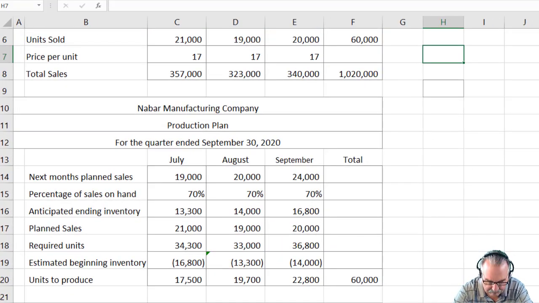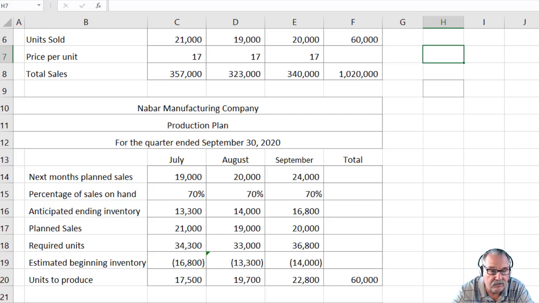So second step is to do a production plan. They've told us that they want to be able to have some inventory available at the end of the month. 70% of their sales for the following month needs to be on hand so that they can ship it automatically to the customer. So for July production, we're going to use the August sales. And August sales is 19,000 units. We multiply that times 70%. That tells us we want to have an ending inventory of 13,300.